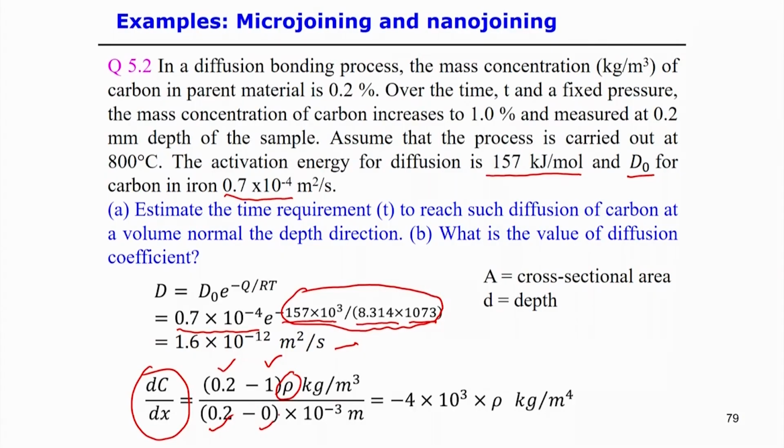So, 0.220, that is the change of dx, that means the change of the length along x, into 10 to the minus 3 meter. So, from here we can find out the concentration gradient.